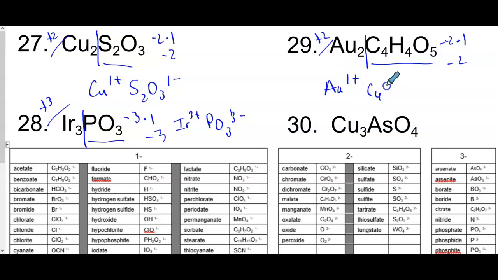and C4H5O5 2 minus. I realized a moment ago I made a mistake here. I should have said 3 divided by 3. This should have been a 1 plus. This should have been a 1 plus, because 3 divided by this 3 gives us a 1. Go back and fix that, please.